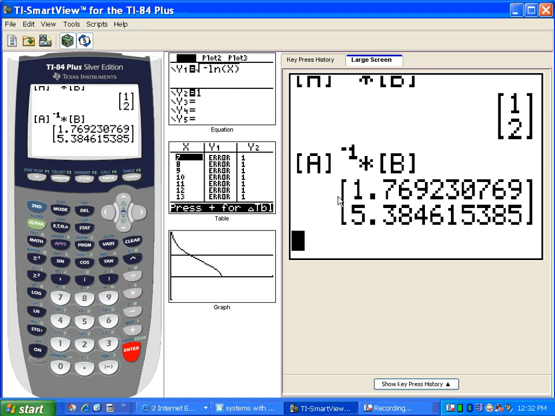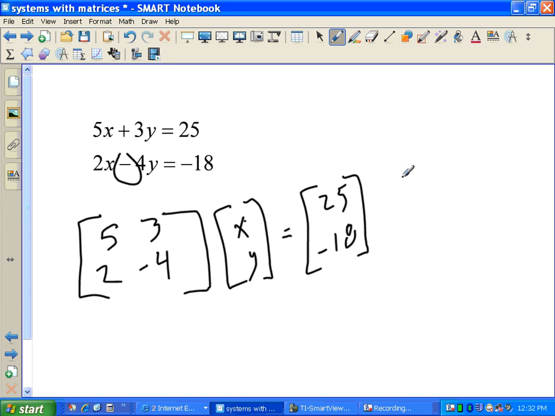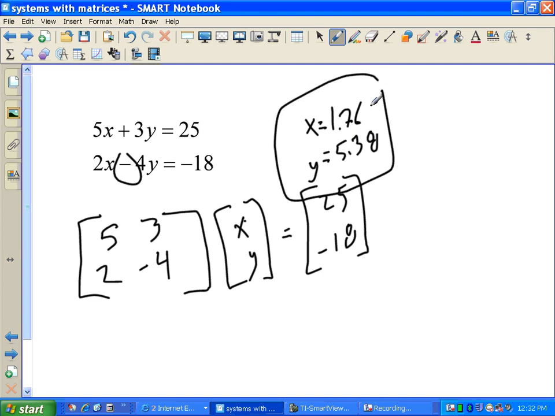They're where, if we had a system, that would be the place where we change from one equation to the other, because one turns out to be lower or bigger, depending on what we're trying to actually do with the information. But that's the solution. X is 1.76, Y is 5.38. So X equals 1.76, Y equals 5.38. Put a box around it, call it done.